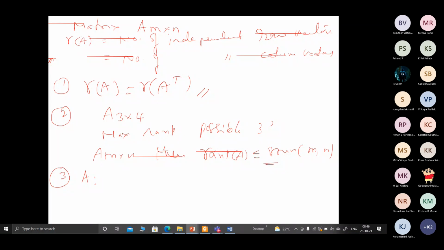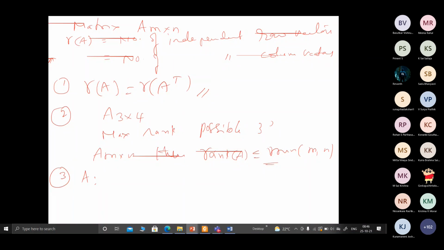You can have rank 3, rank 2, rank 1, we don't know. But the maximum rank possible is the minimum value of 3, 4. That is nothing but 3. So what if you have a 4 by 5 matrix? Then the maximum rank possible is 4. Like that it will be applied for everything.